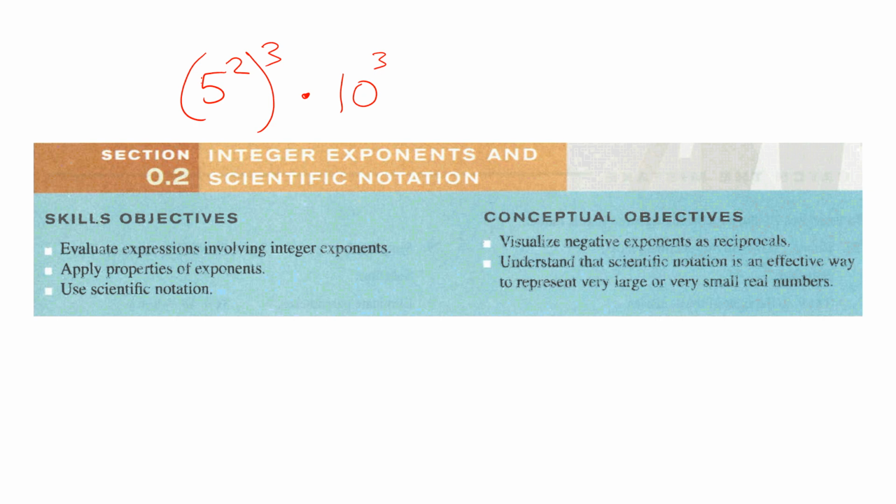Okay. Conceptual objectives, we're also going to visualize negative exponents as reciprocals. So 5 to the negative 3. Oh, that's a bad negative. 5 to the negative 3. What does that look like? And understand that scientific notation is an effective way to represent very large or very small numbers.